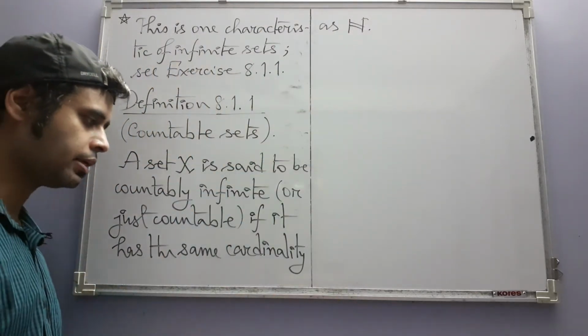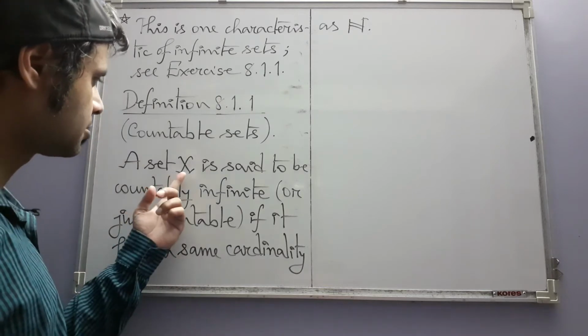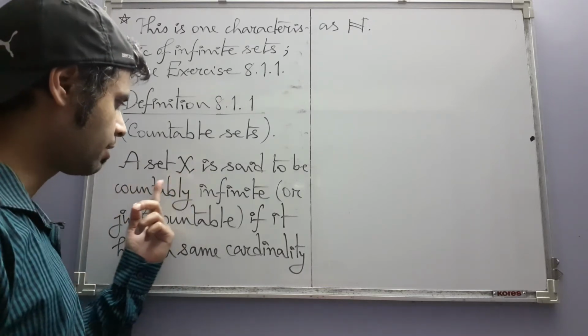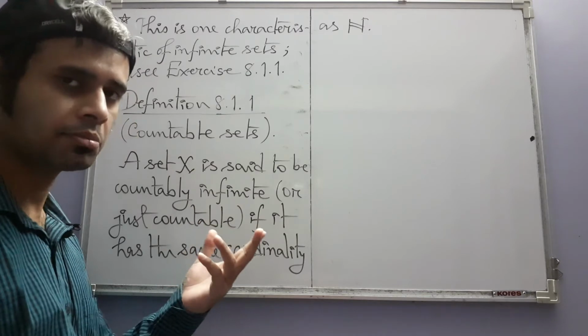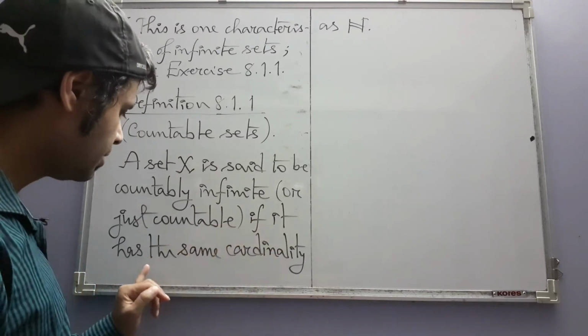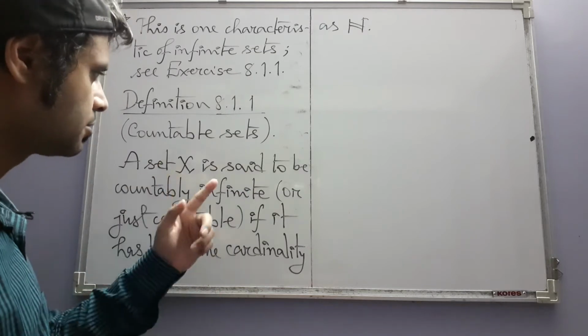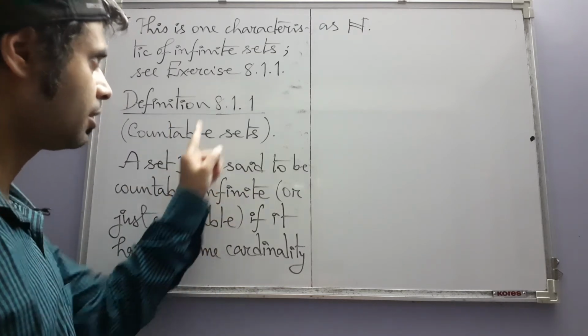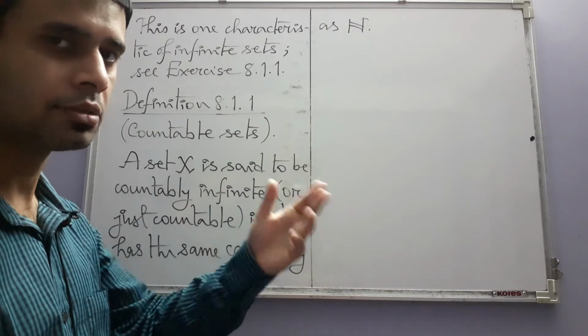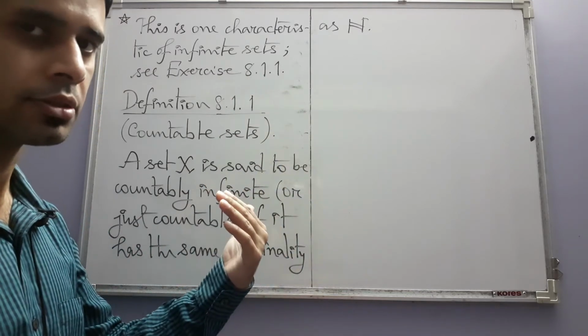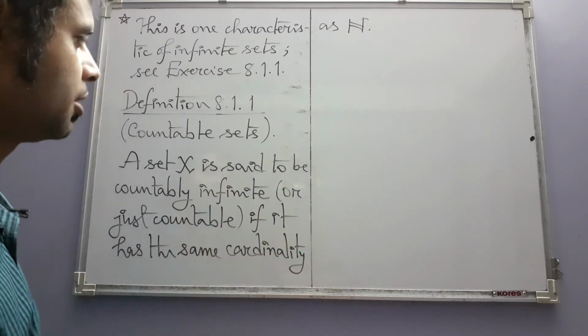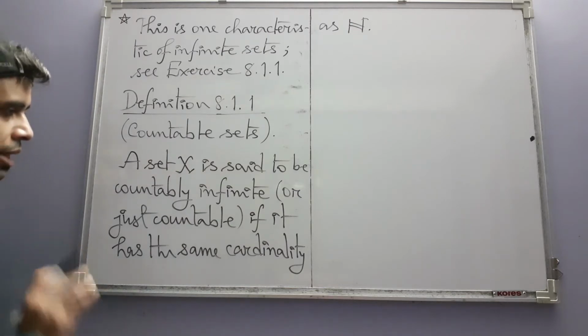So what does this say? It says that a set X is said to be countably infinite or just simply countable if it has the same cardinality as n. That means if there exists a bijective map from X to n or from n to X, if one of them is true, then the other is also true, because you can consider the inverse map. Okay, so this is one thing.